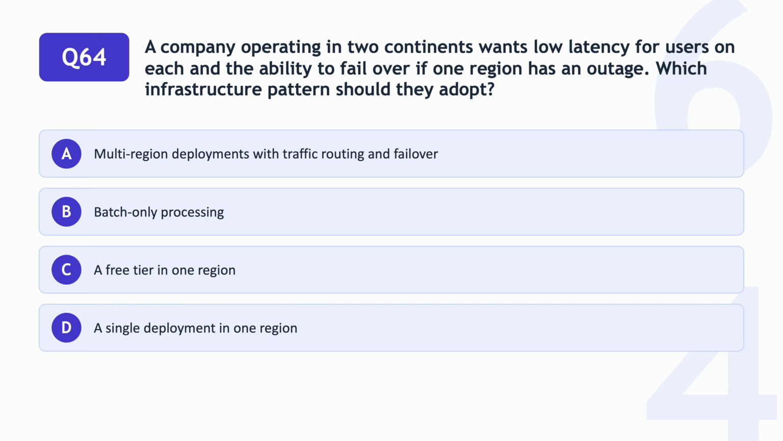Question 64. A company operating in two continents wants low latency for users on each and the ability to fail over if one region has an outage. Which infrastructure pattern should they adopt?